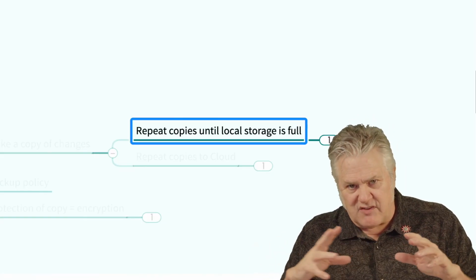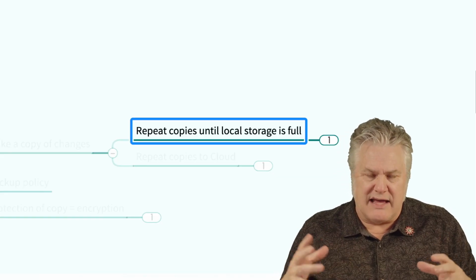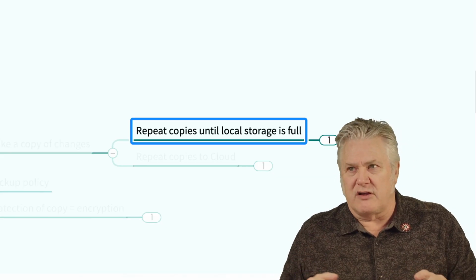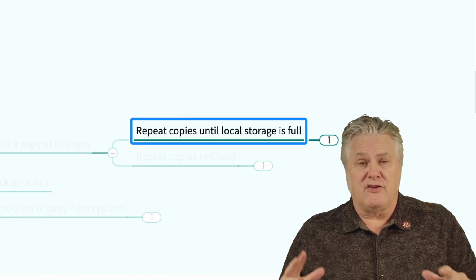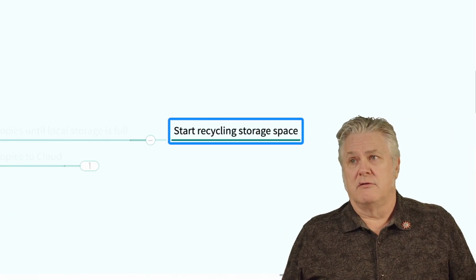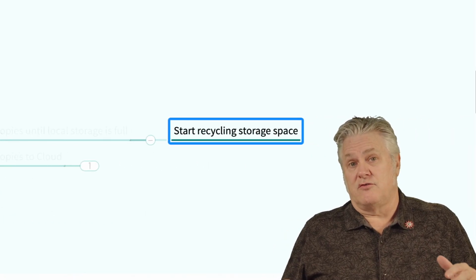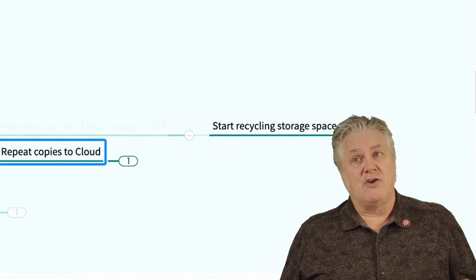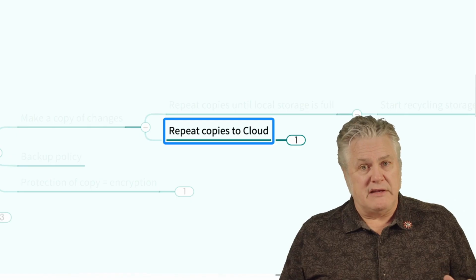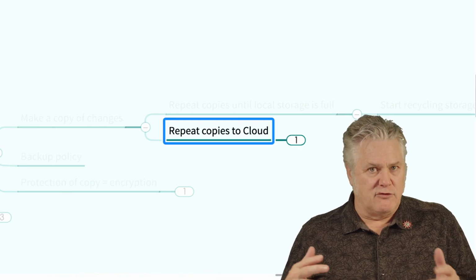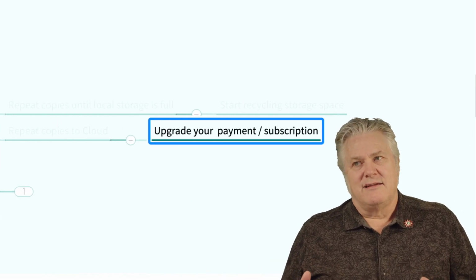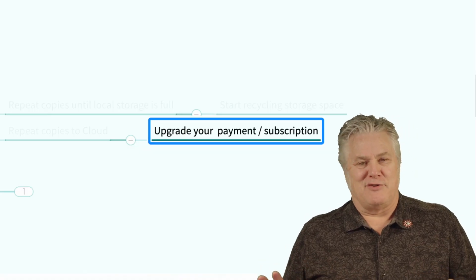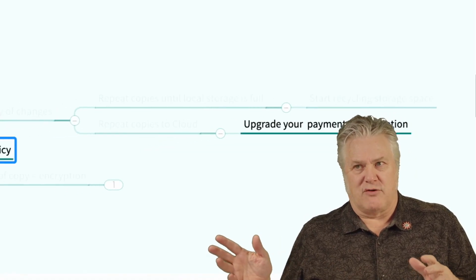You'll do some optimization techniques to go ahead and deduplicate that, and you'll do incrementals and all those kinds of things. But basically, you're going to fill out your local storage, and then you're going to start recycling that storage space over time. Now, you could repeat your copies to the cloud instead of locally, but then you've got to upgrade your payment and your subscription. So you're making copies, right?